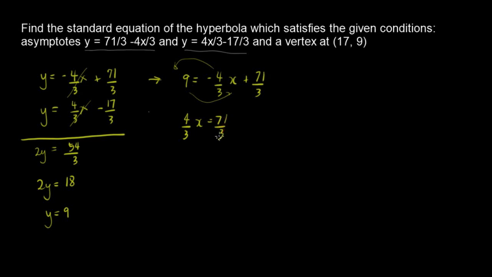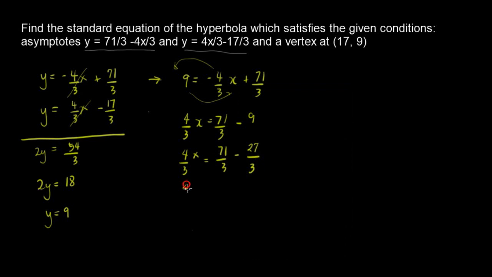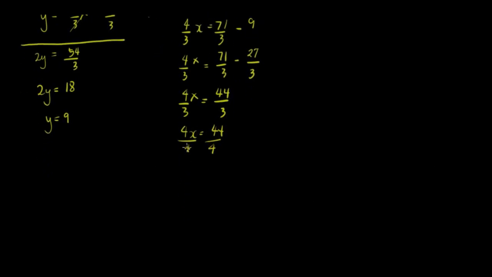So, we have 71 over 3 minus 9. Para mas madali, i-over 3 din natin to. So, you have 4 over 3x equals 71 over 3 minus, if this is over 3, para maging 9 ulit siya, kailangan yung numerator is 27. So, we have 27 over 3, 9 pa rin yun. So, we have 71 minus 27, which is 44. So, 4 over 3x equals 44 over 3. Ibig sabihin, 4x is equal to 44. Divide everything by 4. So, x is equal to 11.